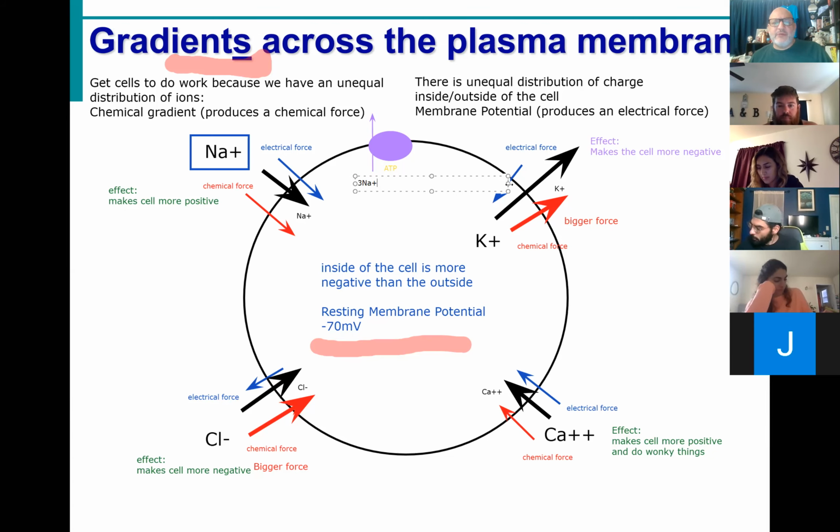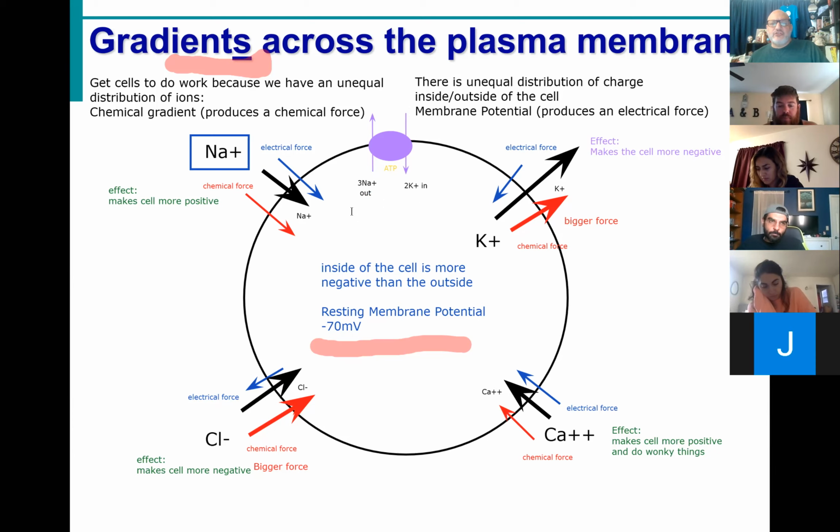However, at the same time I'm using this ATP to kick 3 sodium out, I'm also going to be moving some potassium. And which way do you think we'll move the potassium? In. Exactly. And in this case, it actually only brings 2 potassium in. So 1 ATP kicks 3 sodium out and brings 2 potassium in.